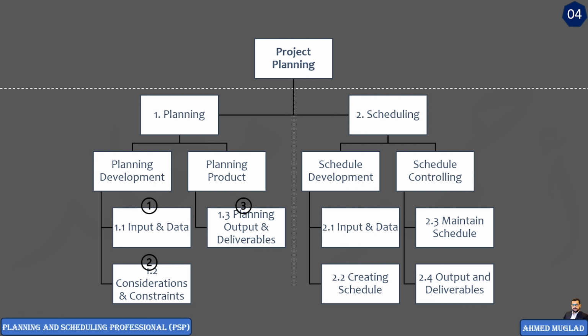We will go through all of these one by one in upcoming videos or during the course, but right now we need to understand this. In planning, we use inputs considering the project constraints to obtain the planning outputs. Planning outputs will act like inputs to the scheduling process. So up to now in this course, we have discussed the topics of project planning and scheduling, planning development, and today we will clarify planning input and data.